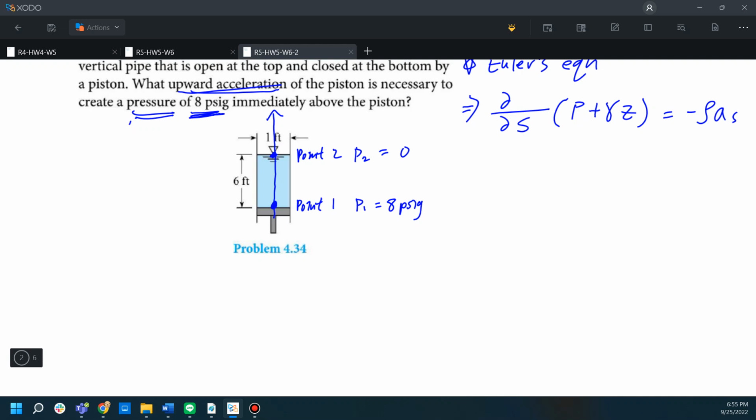And we can also define the datum for this problem to be at the level of point 1. Okay, so Z1 is equal to 0 and Z2 is equal to 6 feet.